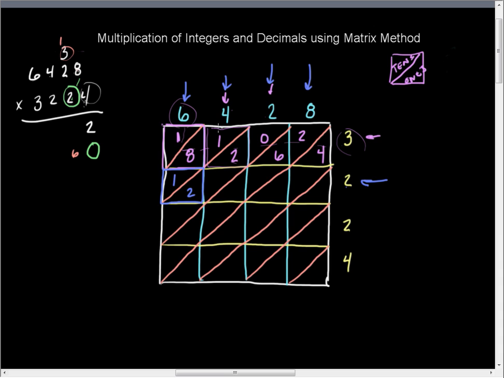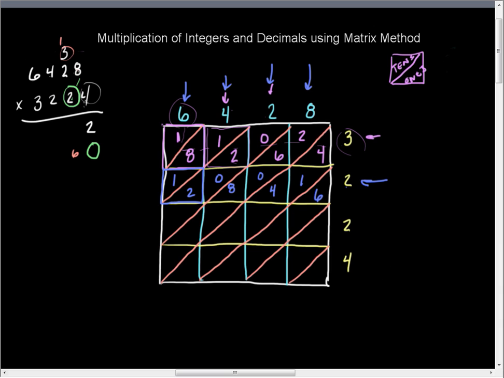And you continue to do this. 4 times 2 is 8, so it's 0, 8. Then you have 2 times 2 is 4, 0, 4. The other 4, goofy. Sometimes my 4s look a lot like 8s for some reason. 8 times 2 is 16.